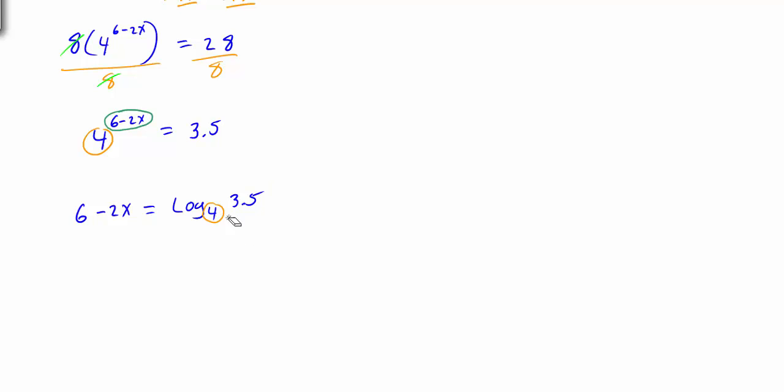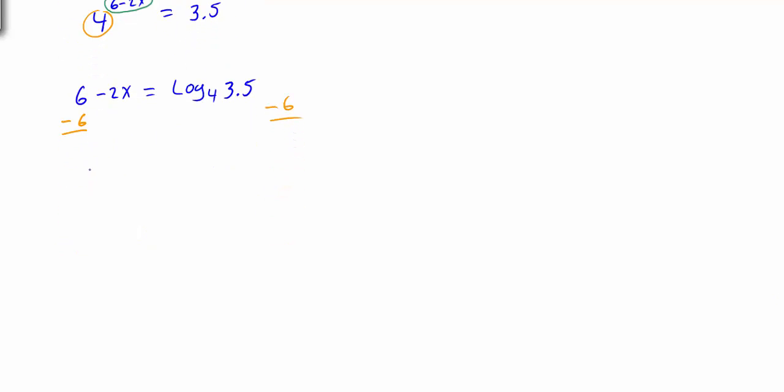All right, now we need to get x by itself. So that means we have 6 minus 2x. The first thing is we want to get rid of the 6, so we're going to subtract 6 from both sides of the equation.